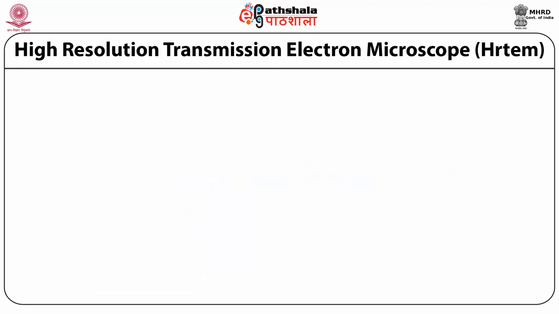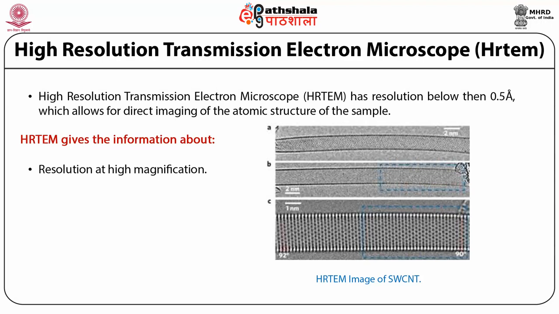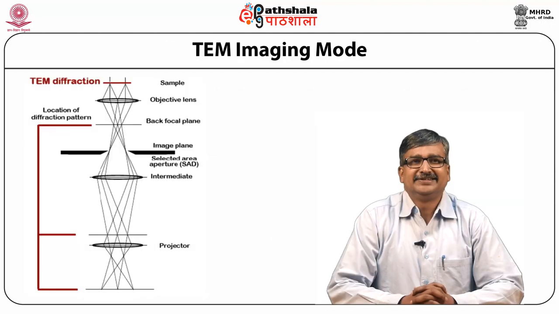I want to discuss the high-resolution transmission electron microscope, called HRTEM, where one can resolve atoms. The resolution is around 0.5 angstrom. Resolution at high magnification gives you the structure information and microanalysis. Dear student, here I want to explain the working of TEM and its cross-sectional view.